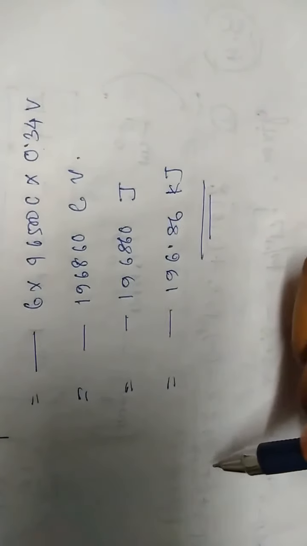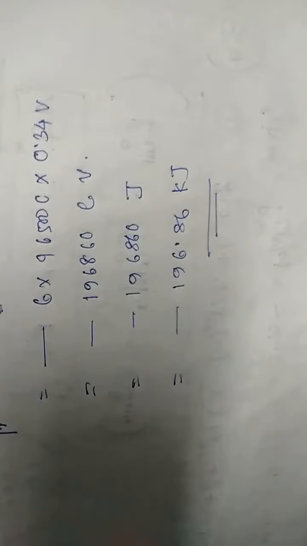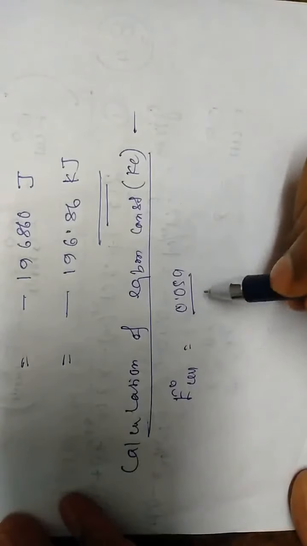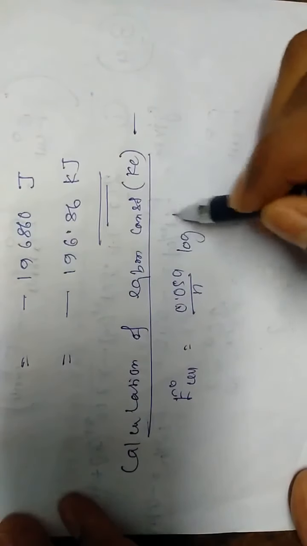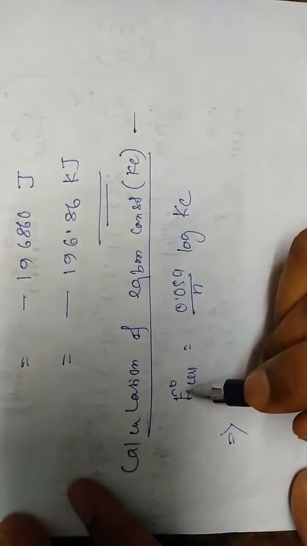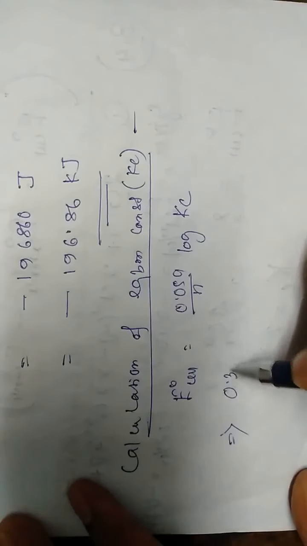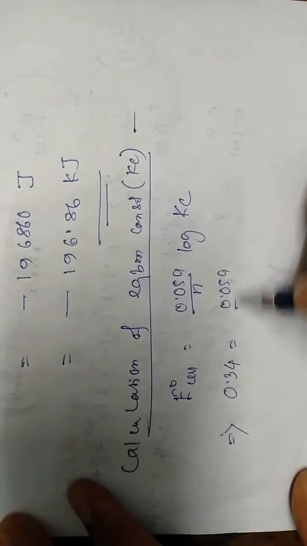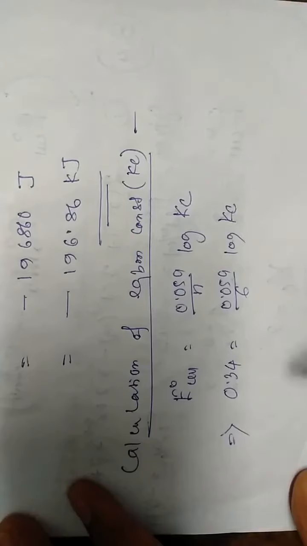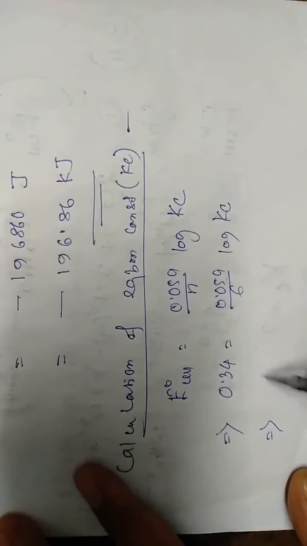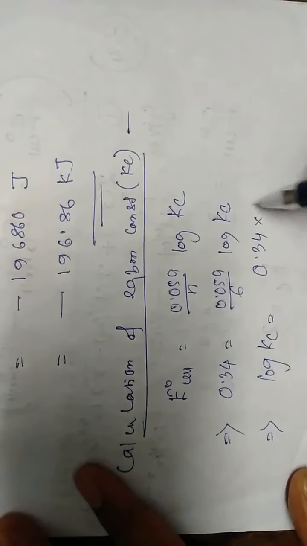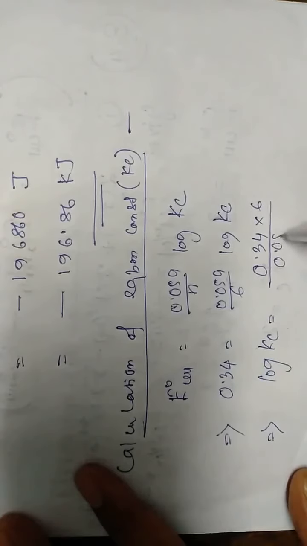Now we have to calculate the equilibrium constant. This is the relation: E naught cell equals 0.059 divided by n, log Kc. This is the relation to find out the equilibrium constant Kc. For this equation, E naught cell is 0.34 volt, 0.059, and n equals how many? 6 moles of electrons are involved in this redox reaction, log Kc. Then rearranging the relation, log Kc equals 0.34 volt into 6, cross multiplied, divided by 0.059.